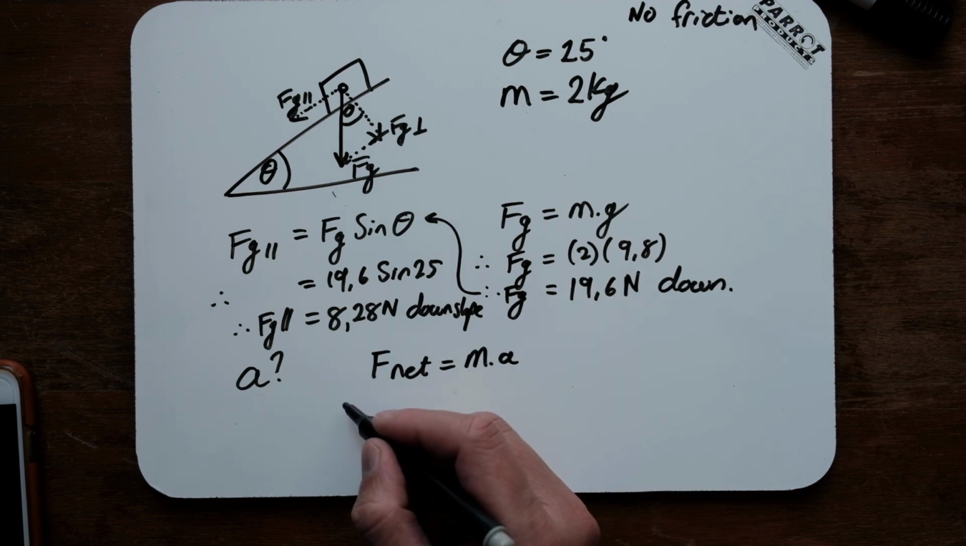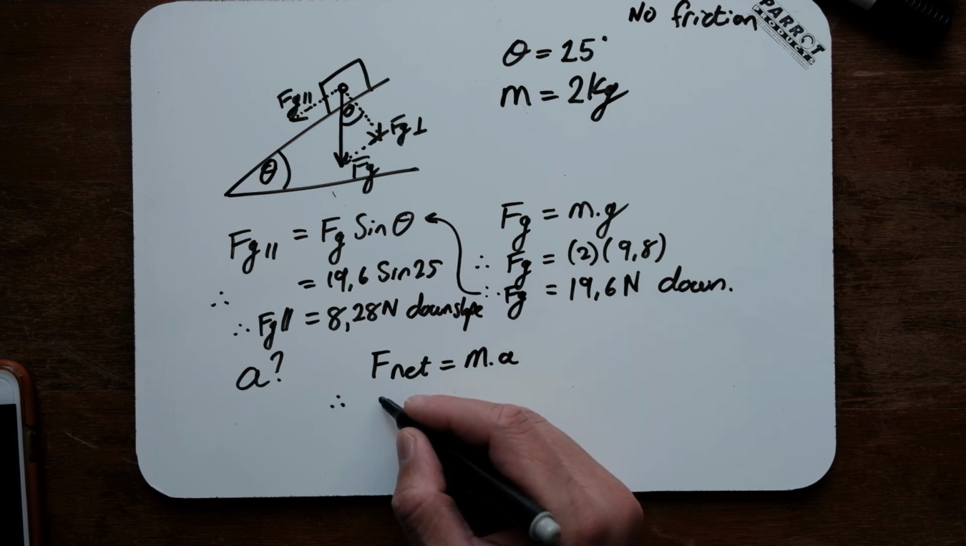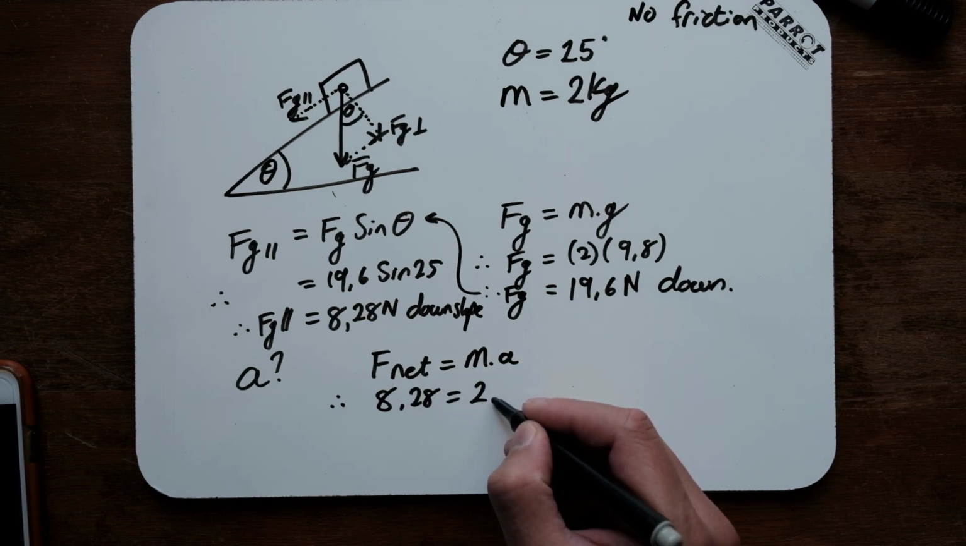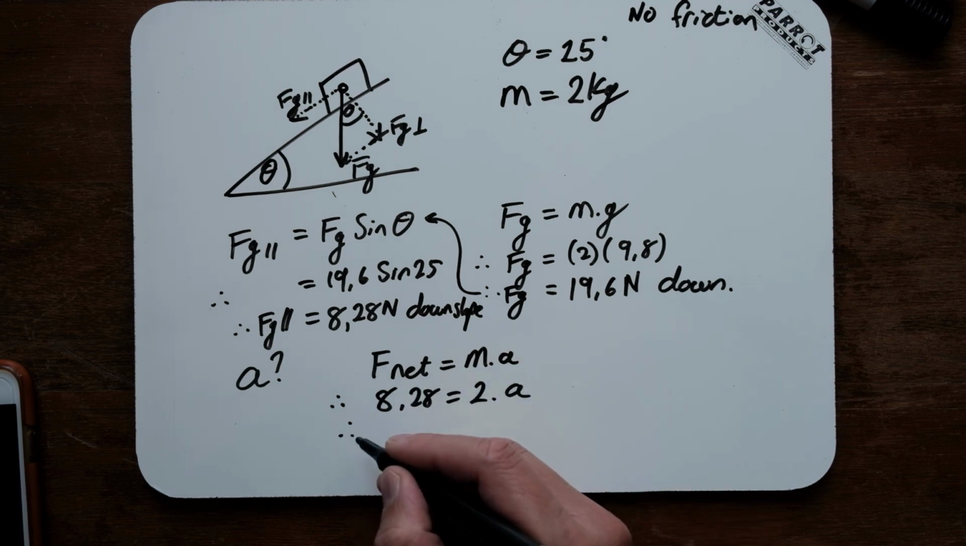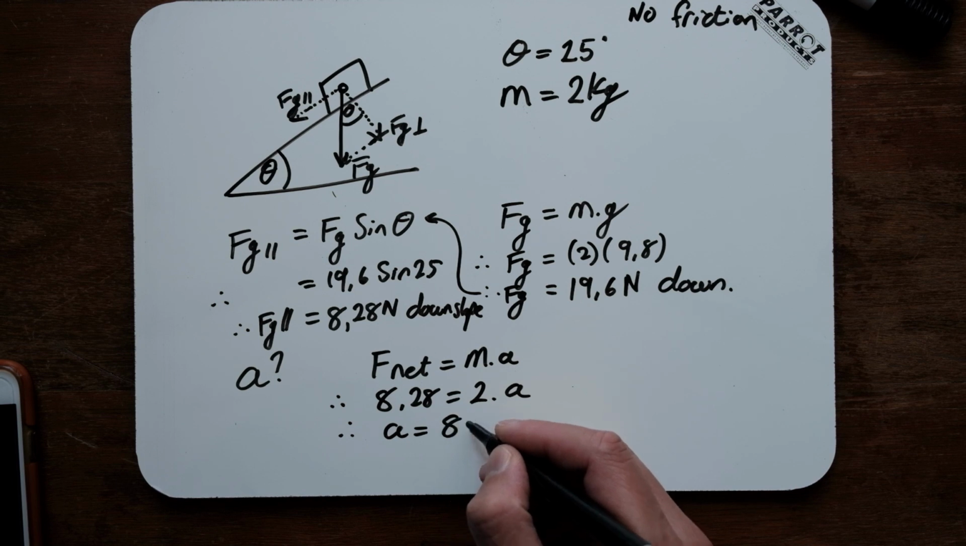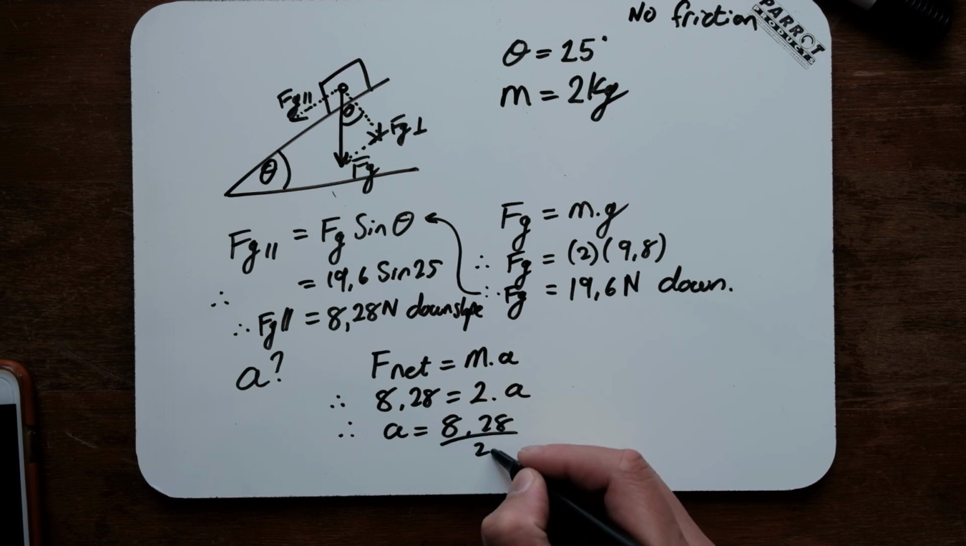Right? Now we want to try and substitute that into the initial equation. We will get 19,6 sine of 25, which in the end gives us 8,28 newtons down slope.